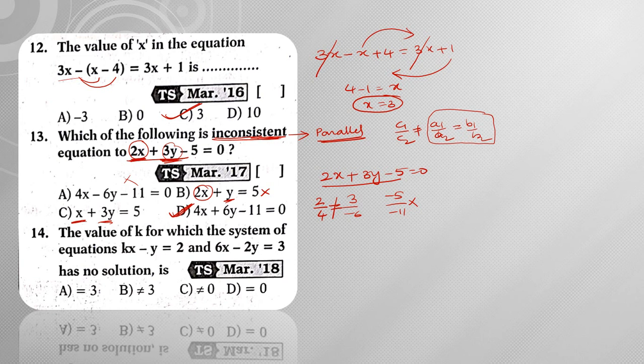Next, the value of k for which the system of equations has no solution. So no solution means this is the condition it should follow. So from this what I can say, k by 6 should be equal to minus 1 by minus 2, not equal to 2 by 3. Now based on this, k by 6 is equal to 1 by 2, in 2 tables, so we can cancel it 3 times. So from this k is equal to 3, hence the value is k is equal to 3, right?